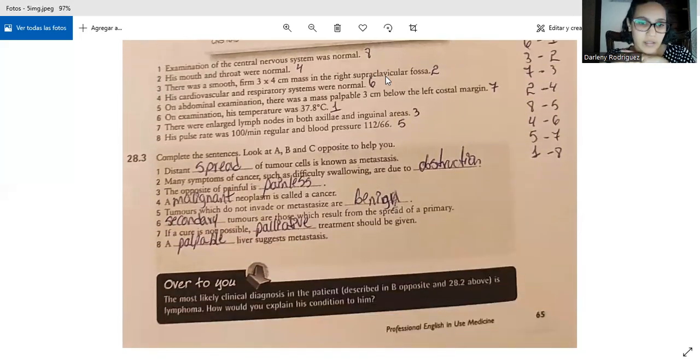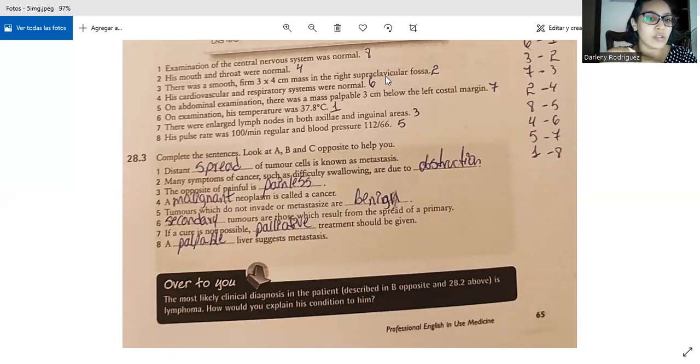Complete the sentence. 1. Distant spread of tumor cells is known as metastasis. 2. Many symptoms of cancer, such as difficulty swallowing, are due to obstruction. 3. The opposite of painful is painless. A malignant neoplasm is called a cancer.